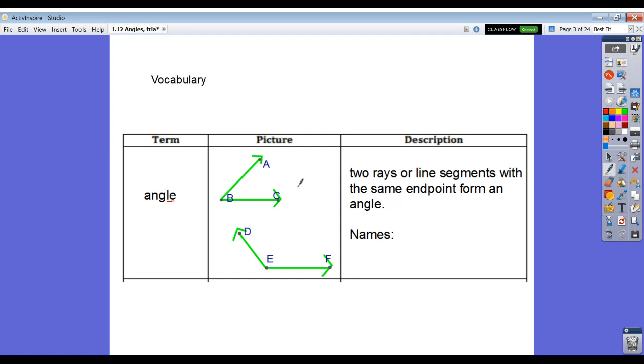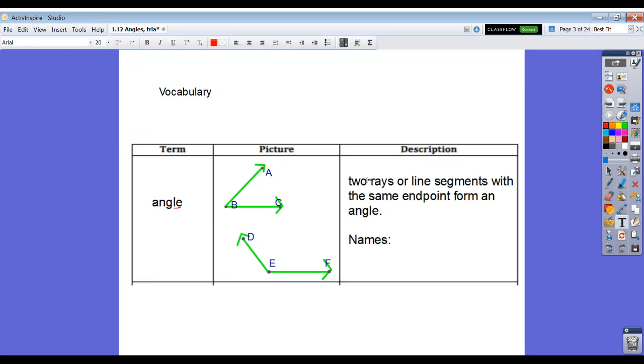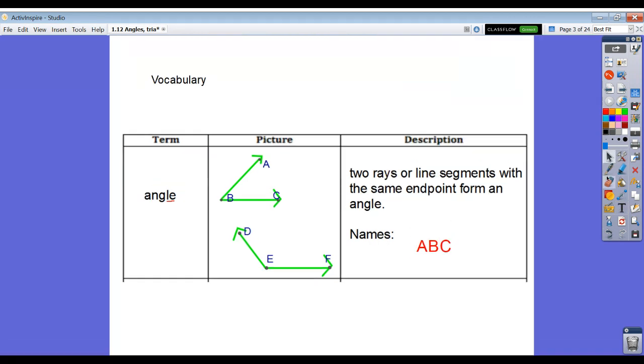Now, remember when we were naming lines, line segments, rays? Hold up on your fingers, how many letters would we pick when we were naming those? Good, I'm seeing lots of 2s. Now, when we're naming an angle, we're actually going to pick 3 letters. So, for instance, if I'm labeling this top picture, I'm going to use the letters A, B, C to name this angle.